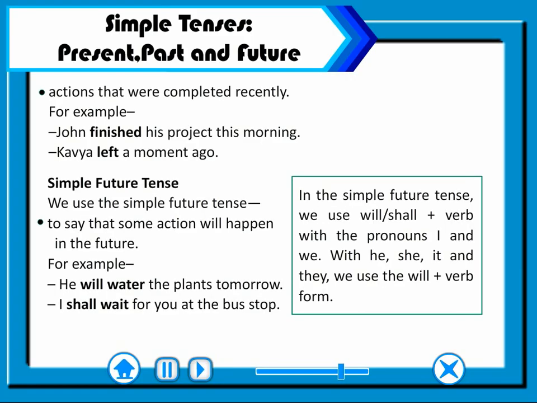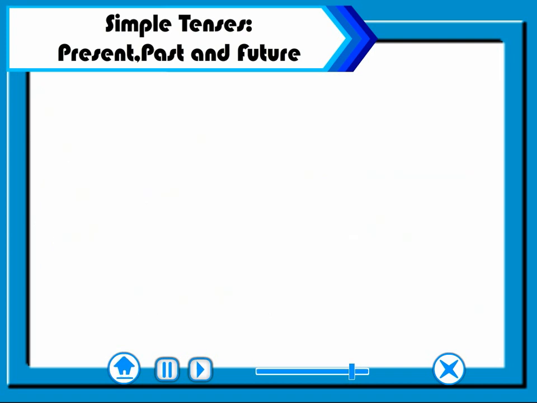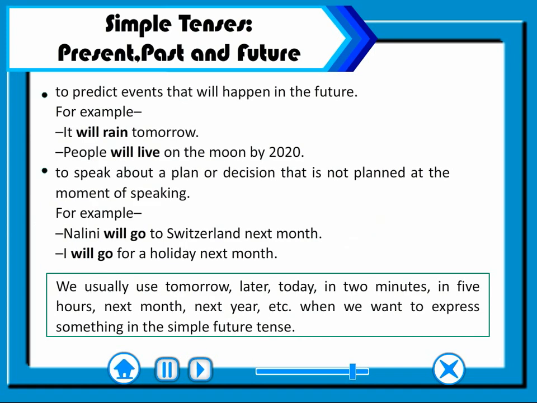Simple future tense. We use the simple future tense to say that some action will happen in the future. For example, he will water the plants tomorrow. I shall wait for you at the bus stop. In the simple future tense, we use will or shall plus verb with the pronouns I and we. With he, she, it and they, we use will plus verb.